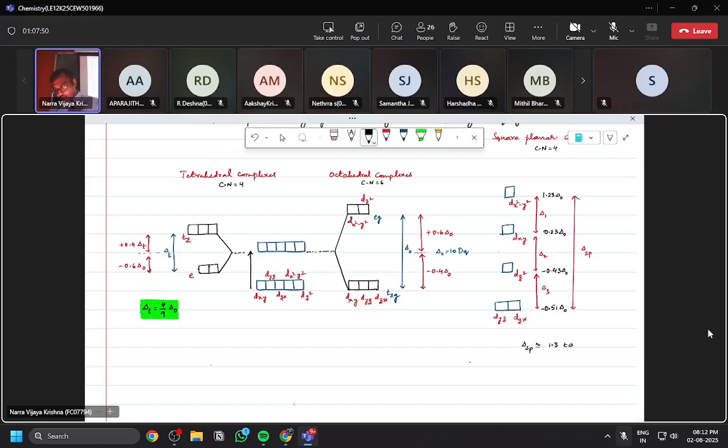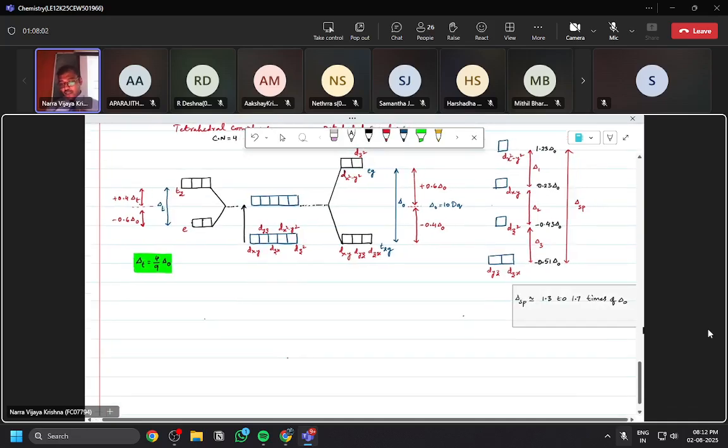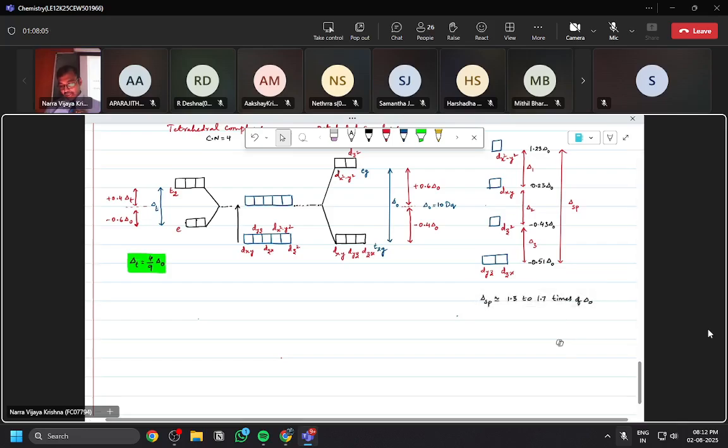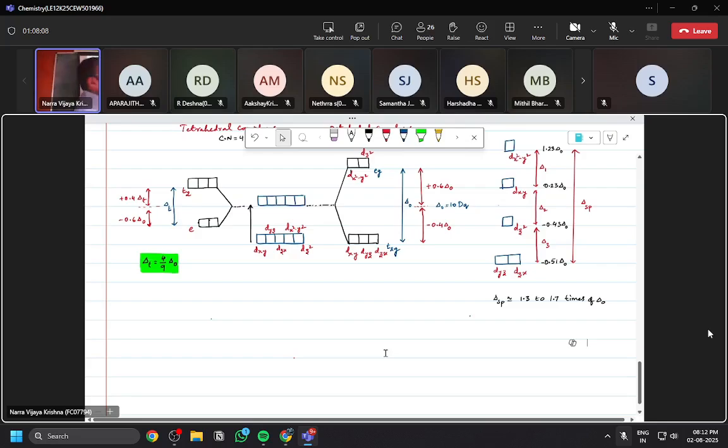So here also I'm writing delta SP is approximately 1.3 to 1.7 times of delta naught. That depends upon the ligand. Why is it giving the range? If ammonia is the ligand, then this gap will be different. If carbon monoxide is the ligand, 6 carbon monoxides approaching, 4 carbon monoxides approaching, then splitting cannot follow the same order, no? It may vary. Are you able to understand? That's why they might have given that range. Understood? Say something.